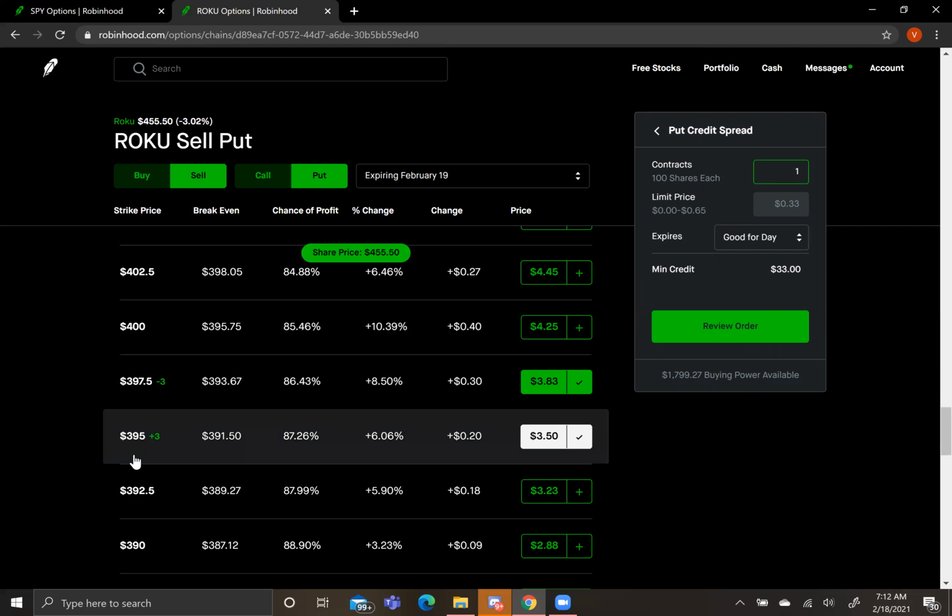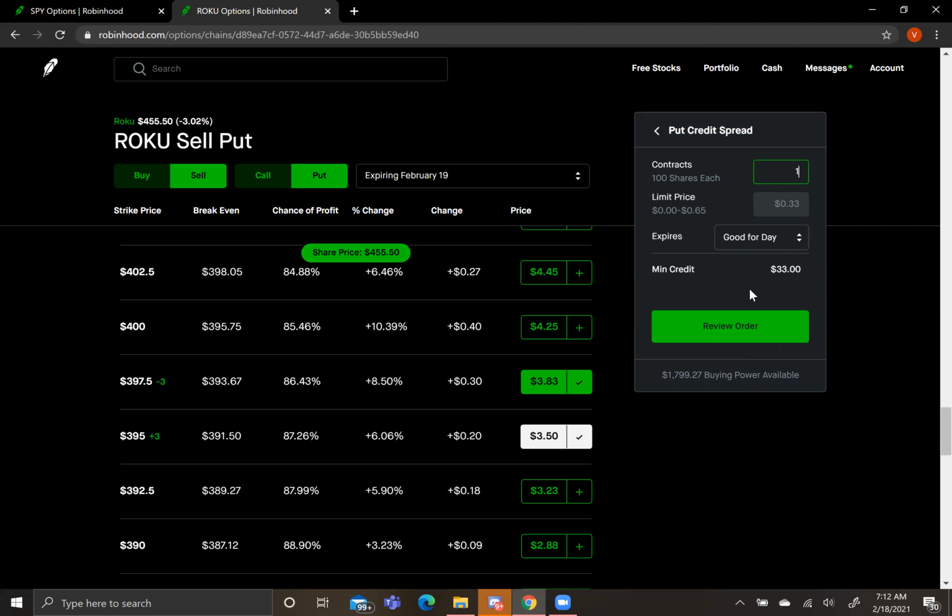397.5 minus 395 is 2.5. 2.5 times 100 is $250. So for every $250 that I'm giving up, I'm making $33. If you want to get the percentage, you do 33 divided by 250, which is about a 13% return. And that's not bad, 13% just from holding the spread.